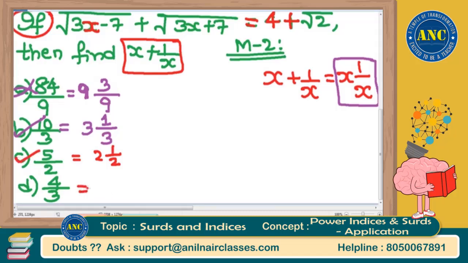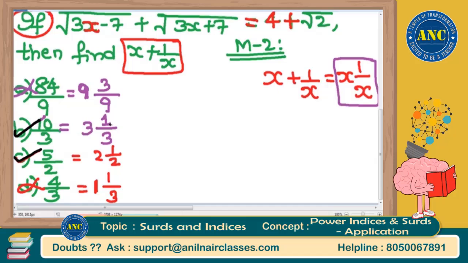Fourth option is 4 by 3. 4 by 3 is 1 1 by 3. 1 1 by 3 is not of the form x1 by x. It cannot be the answer. Answer should either be option B, or it should be option C.